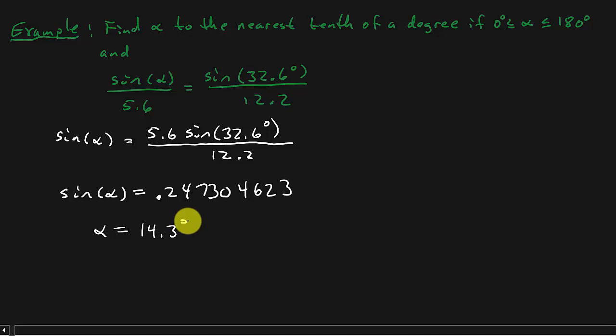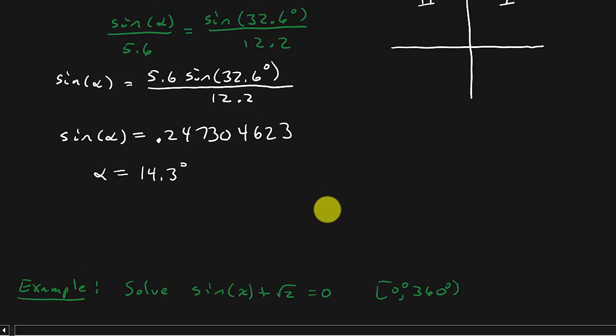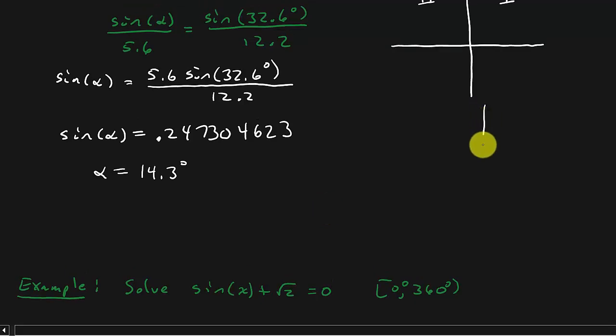Well, and look what I did. I did something that I told y'all to do all the time, and I didn't do it just then. What did we forget to do? Our solutions are in the first and second quadrant, because I got sine alpha is equal to a positive. So in this case, my reference angle is a solution, and this is my reference angle, 14.3 degrees. Now, let's find our second quadrant solution.